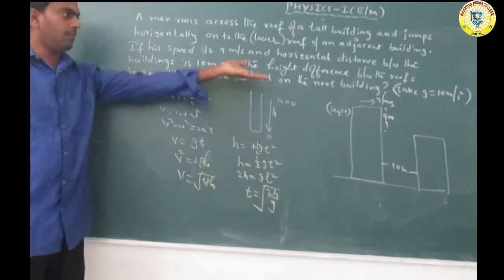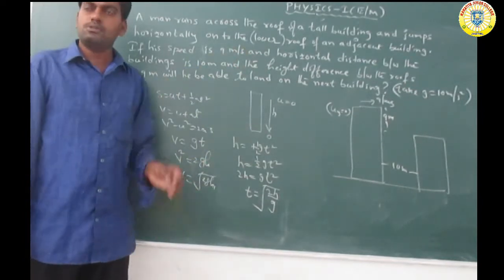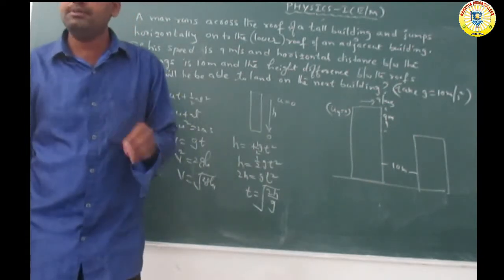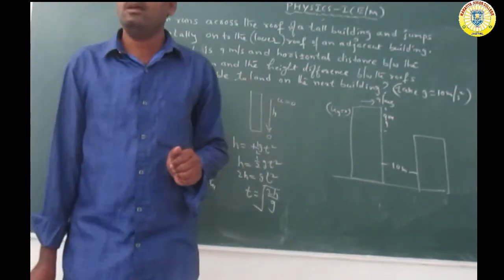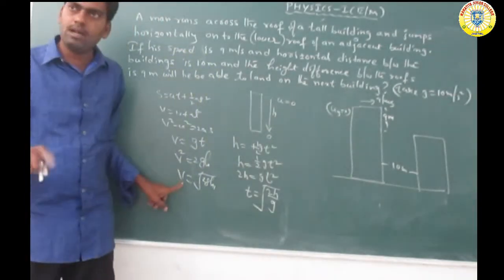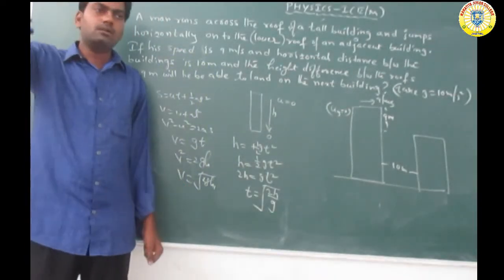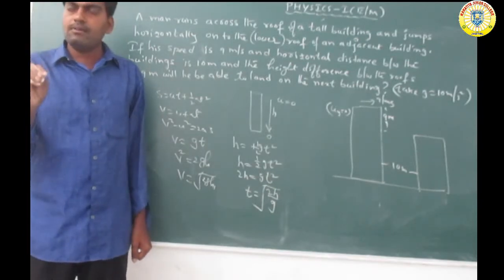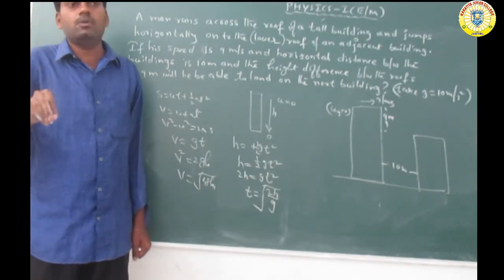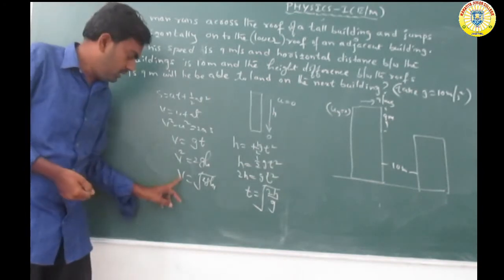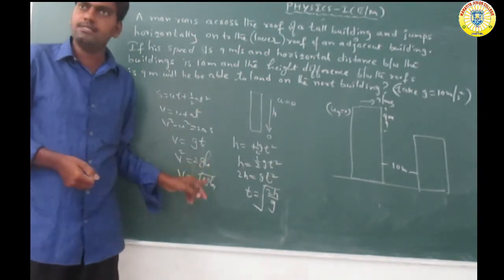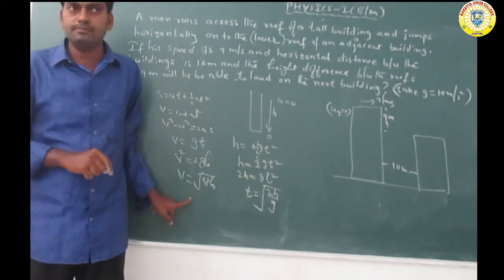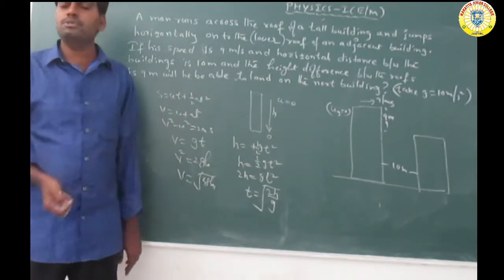In the next problems, for simplification we use these equations directly. For any free falling body, to find the time taken, t is equal to under root of 2h by g, and for the final velocity, for example a raindrop dropped from a certain height, the final velocity before reaching the ground is v is equal to under root of 2gh, where 2 and g are constants and h is the height.